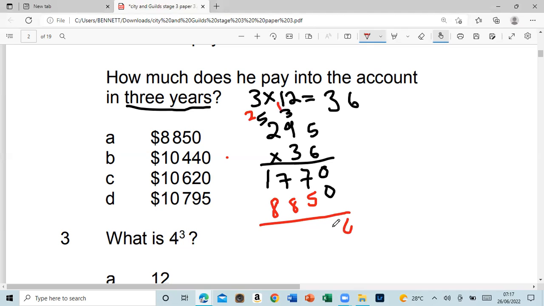So that's 0, 5 plus 7 is 12, so that's 2 carry 1. That's 16 carry 1. So that's 10, 6, 2, 0. So that would be that. All right.